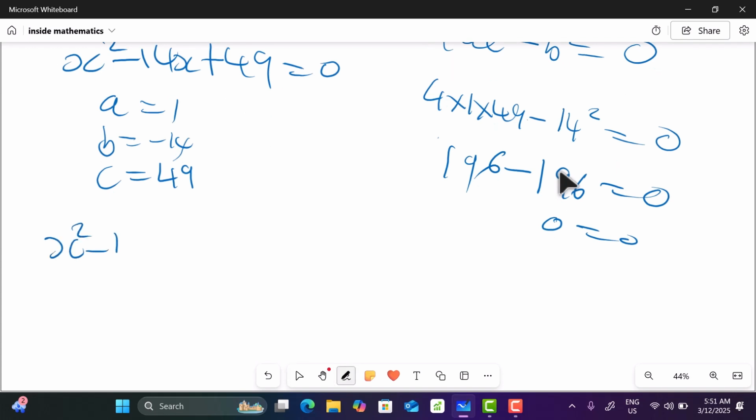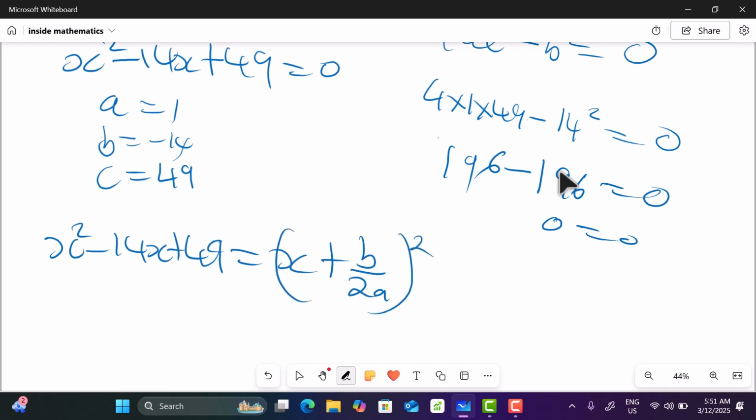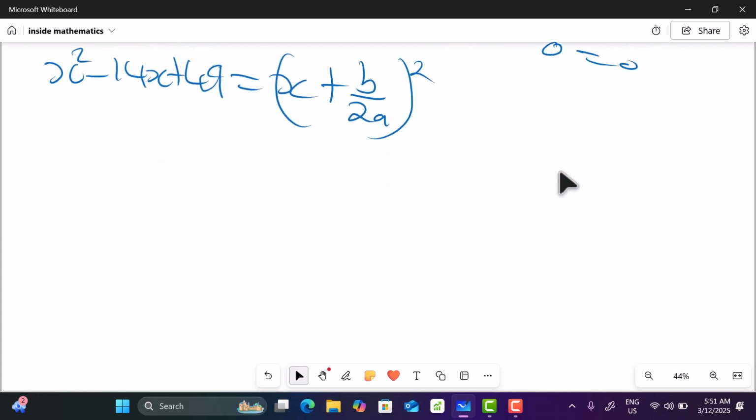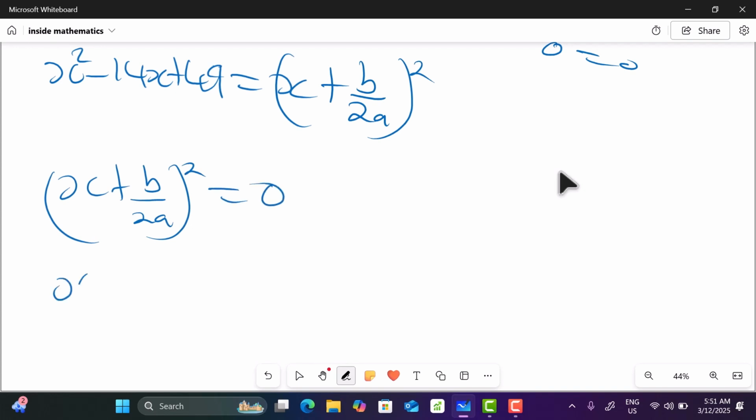Therefore, x squared minus 14x plus 49 is equal to (x plus b over 2a) squared. This is the form of a perfect square. So if it is the form of a perfect square, then we write it here: squared is equal to 0. Then we substitute the value: x plus b, where the value of b is minus 14 over 2 times 1, bracket squared equals 0.